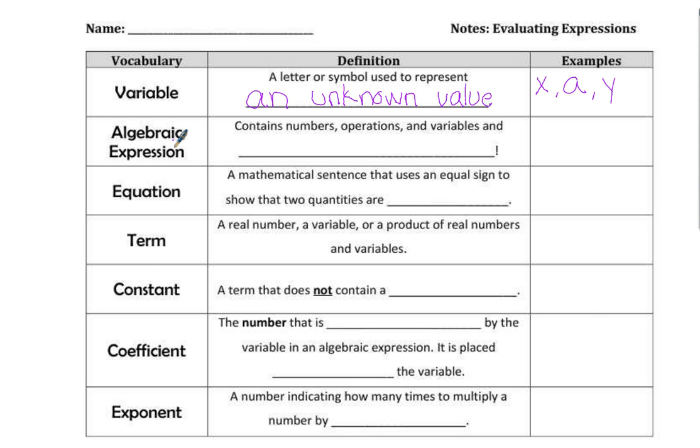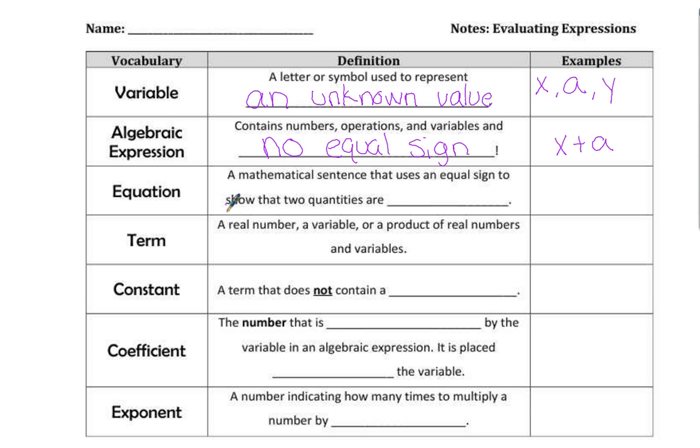Our next vocabulary word is the algebraic expression. An algebraic expression contains numbers, operations, and variables, and no equal sign. We should know this one because this was on our last test, so no equal sign. An example of an algebraic expression would be x plus a. X plus a doesn't equal anything, so this is only an expression.